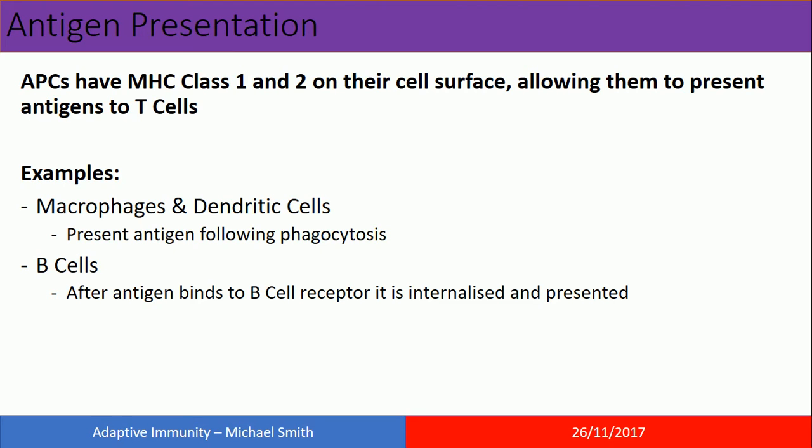So some of our antigen-presenting cells, for example, are our macrophages and our dendritic cells, and these perform phagocytosis and then present the antigen on their cell surface. We also have B cells, which after an antigen binds to them, they're essentially able to steal that antigen and place it on their own cell surface to tell people that they found that antigen. So our antigen-presenting cells have both MHC class 1 and class 2 on their cell surface, and this allows them to show the T cells which antigens they found and activate a specific T cell response.